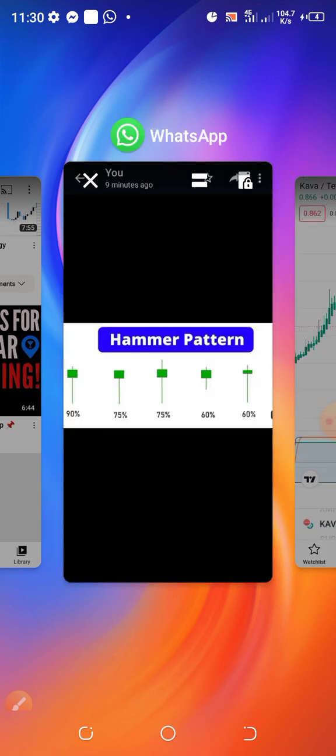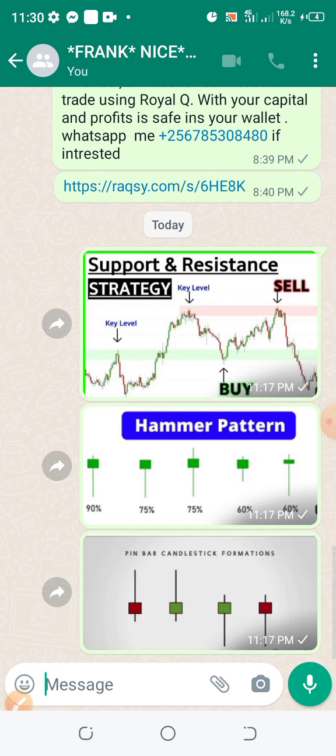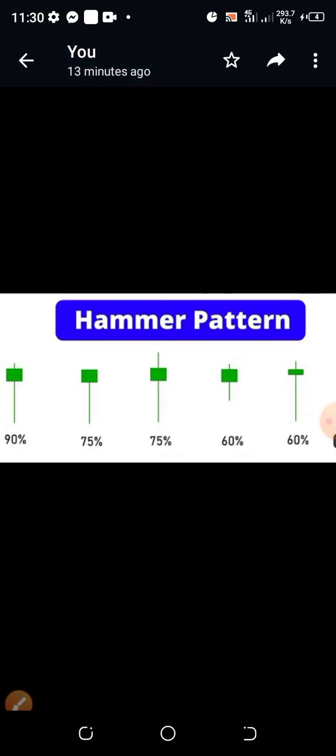So this is the hammer here, or a pin bar. You can call it a hammer or you can call it a pin bar. Then after identifying it, you're good to go. So this is the hammer, or the pin bar. This is how it is.